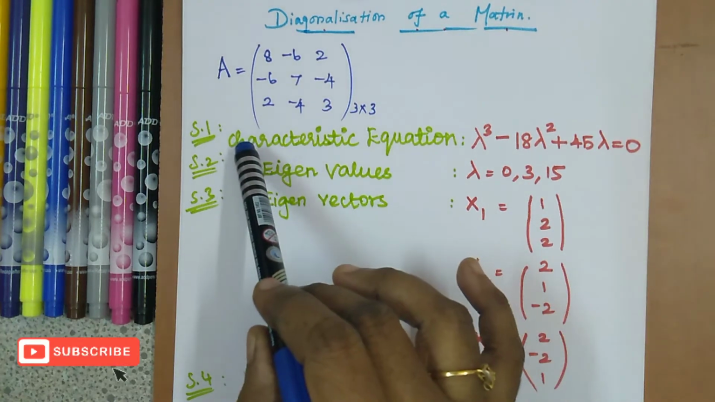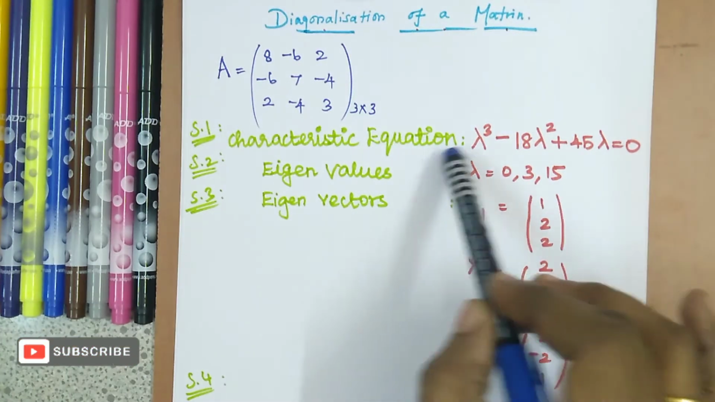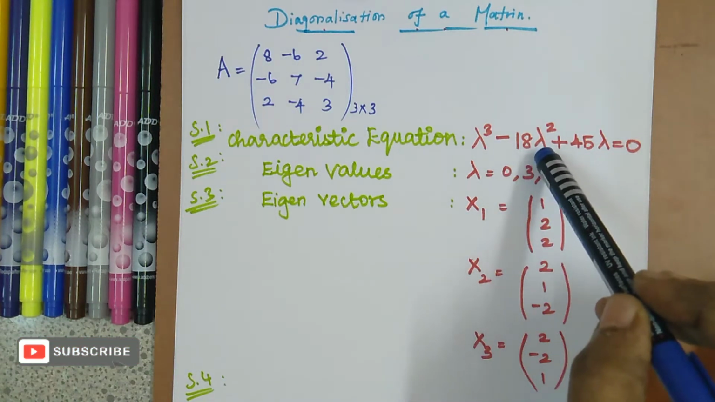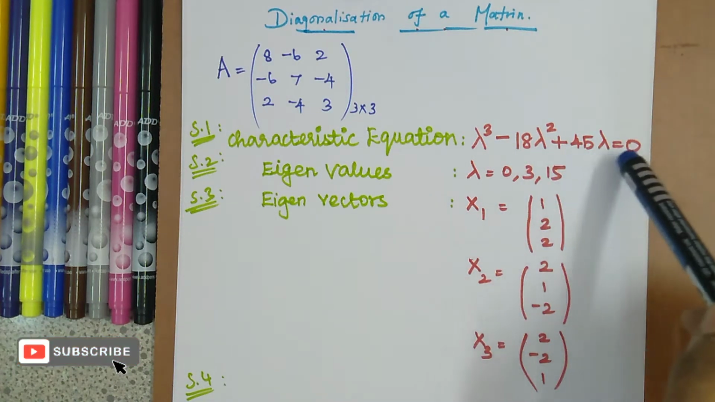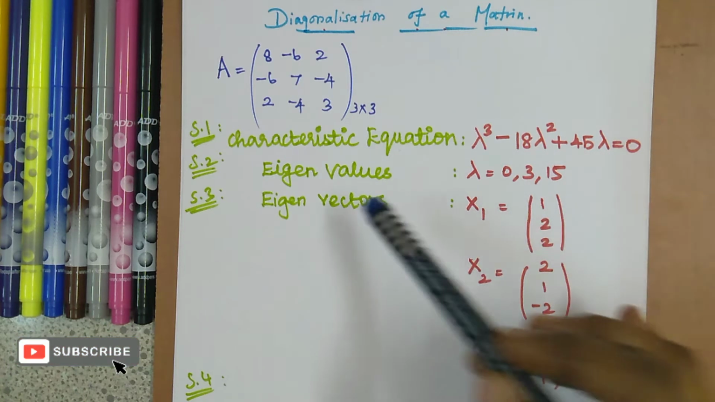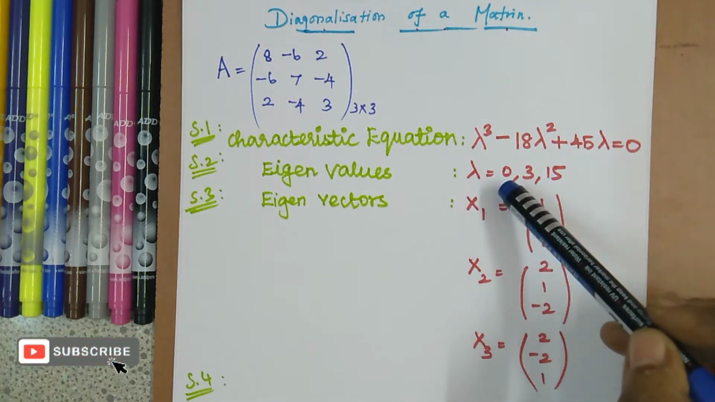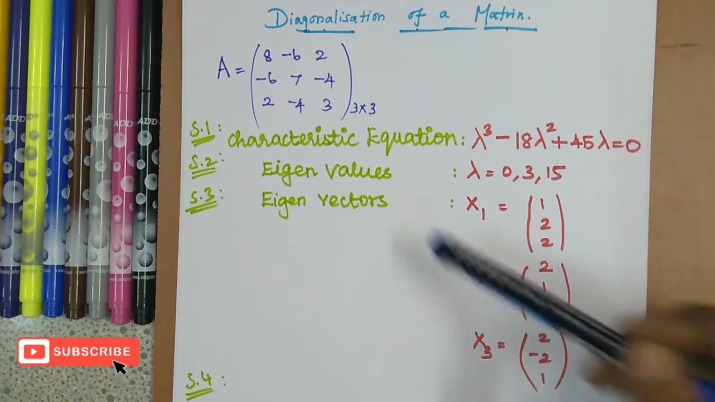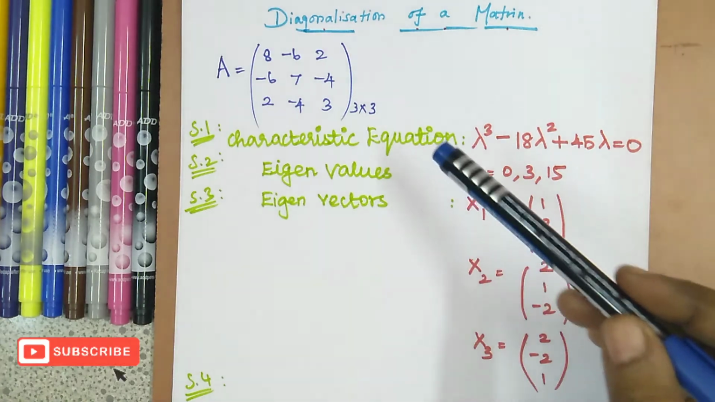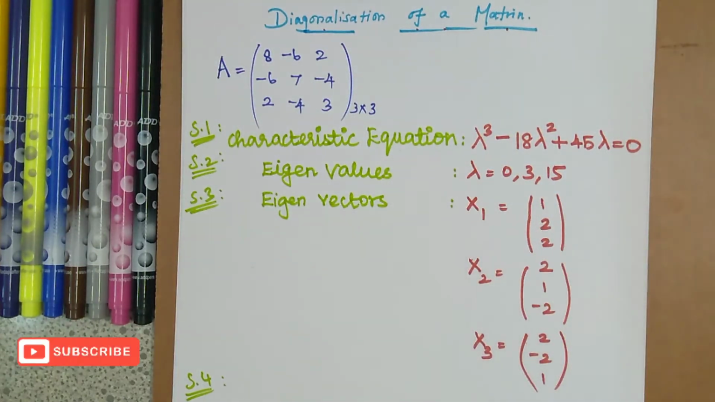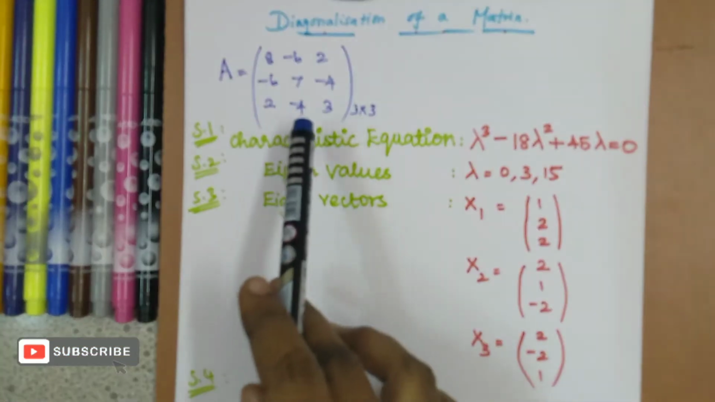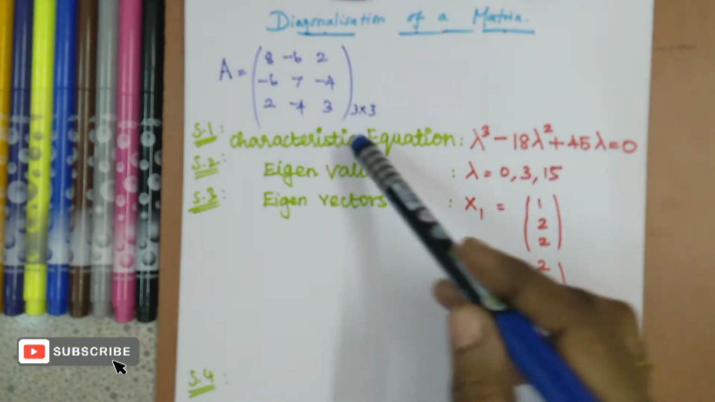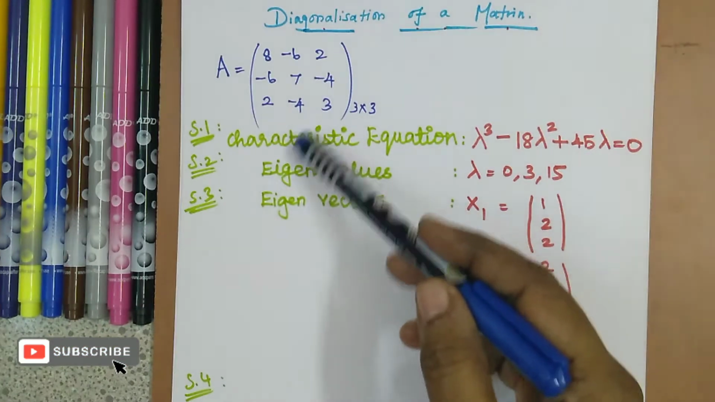So the first step, I have written the characteristic equation. The answer is lambda cube minus 18 lambda square plus 45 lambda equal to 0. Directly I have written the answer of the characteristic equation, and the eigenvalues are lambda equal to 0, 3, 15, and the eigenvectors values also I have written directly. All the three links are given in the description box, you can refer to that. The same matrix only here also I have taken. So after these three steps are over, we need to go for step 4.